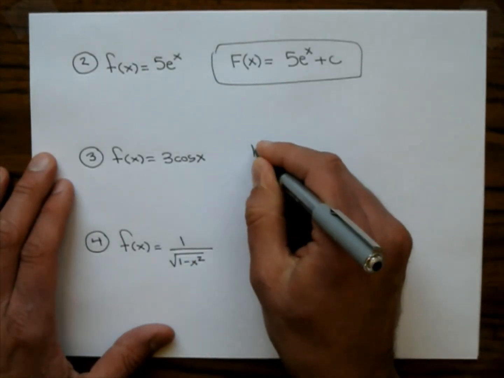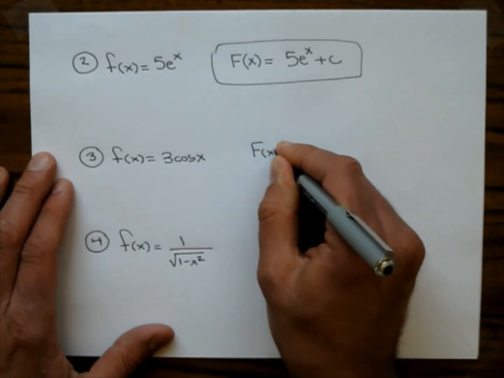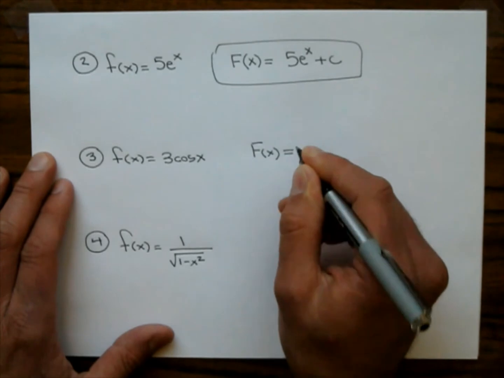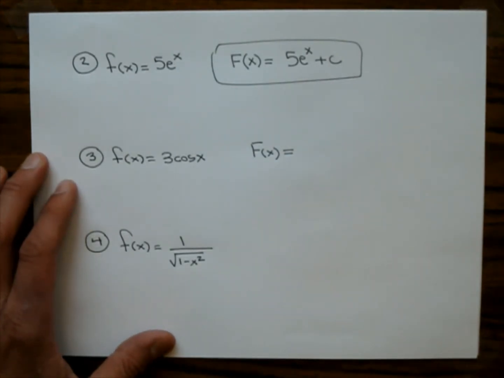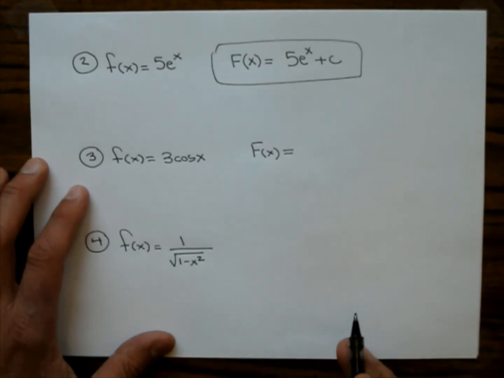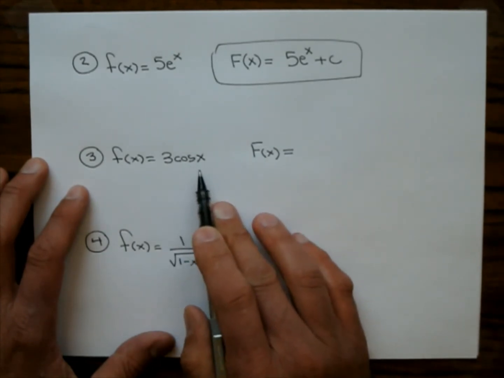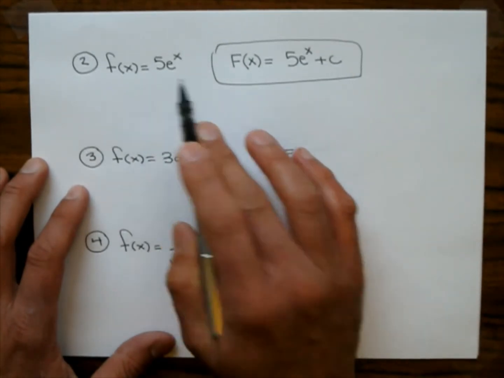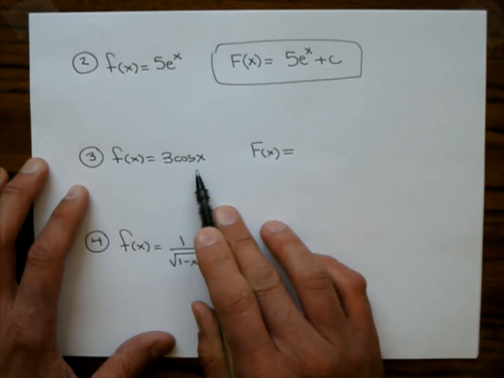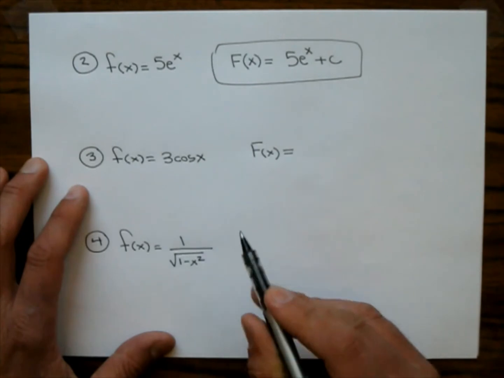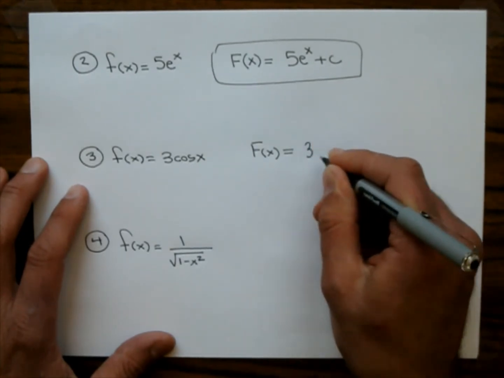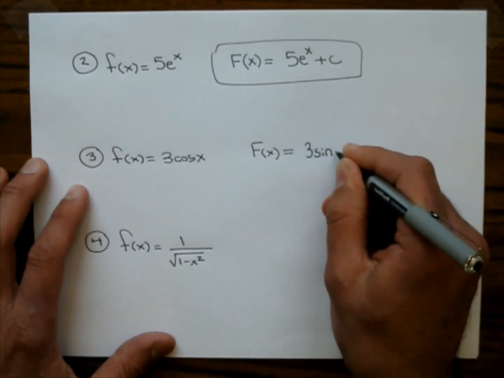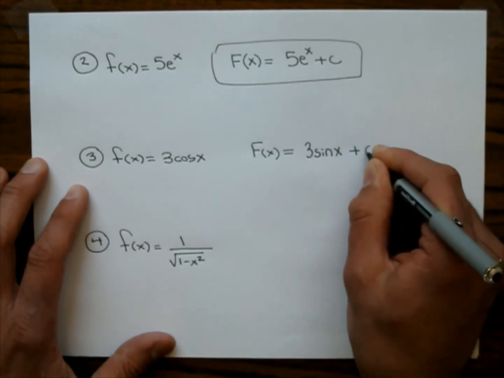Okay, find the antiderivative of 3 cosine x. Okay, so this is going to be f of x, and these things should be memorized because you're going to be using them all over the place in future classes. You could always do the derivative of this and check your answer by doing that. So the antiderivative of the cosine is actually the sine. So this is going to be 3 sine x plus c.